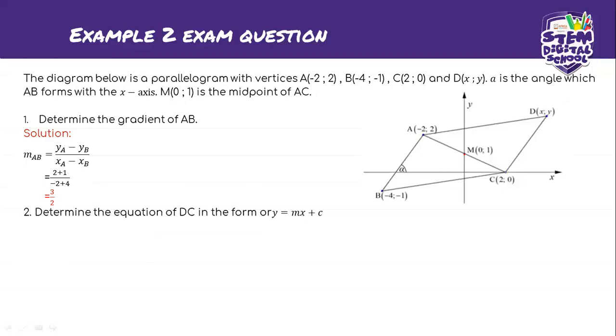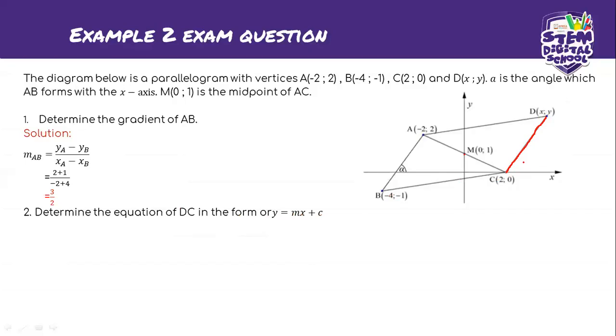The next question, determine the equation of DC in the form of y equals to mx plus c. It's supposed to be in the form of y equals to mx plus c. Now let us see the equation of which line? DC. Let's see, where is DC? All right, here's the line DC. Now we need to determine what? The equation of that line.